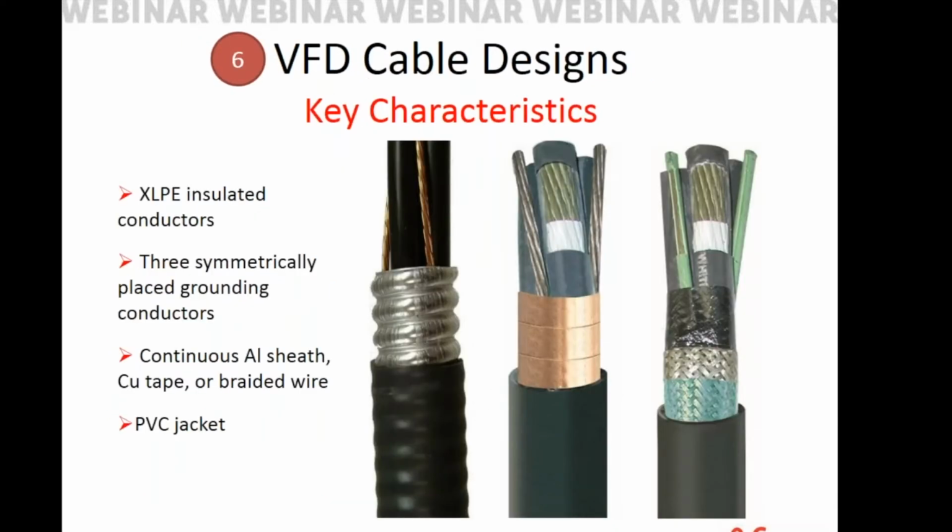So a couple of key characteristics of a good VFD cable design: cross-linked polyethylene insulated conductors. The reason for this is that, recall, we were talking about the fact that it's very common to see these voltage spikes of 3.1 times nominal voltage rating, right? So our DriveRX VFD cable is rated 1 kV for 600 volt rated VFD systems. I know somebody's thinking out there already, 1.9 kV with a 1 kV rated insulation system.